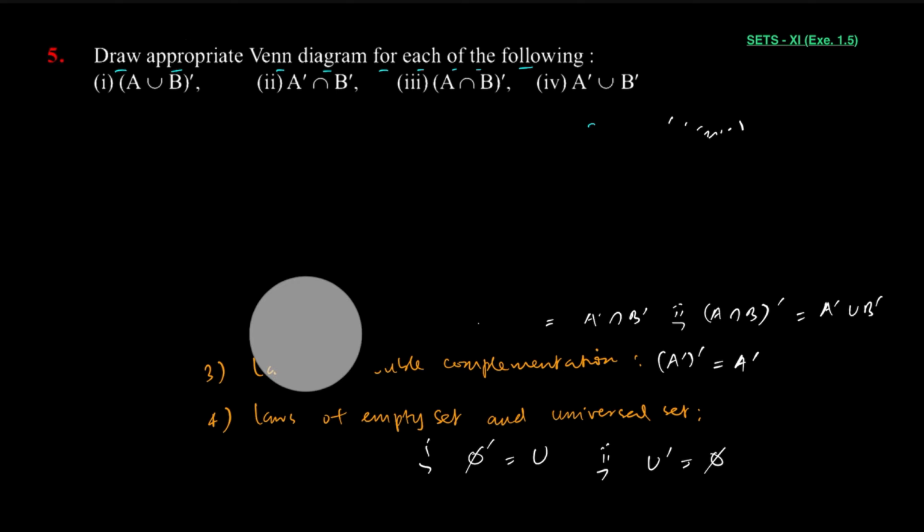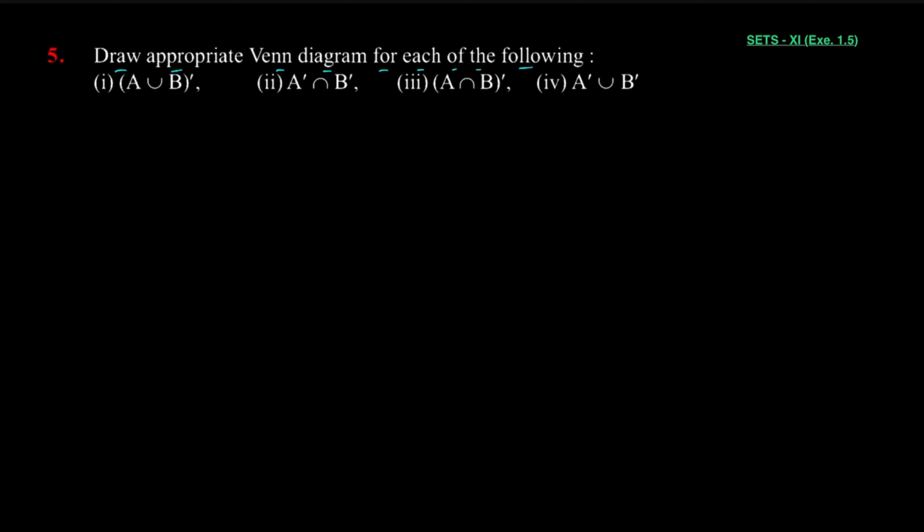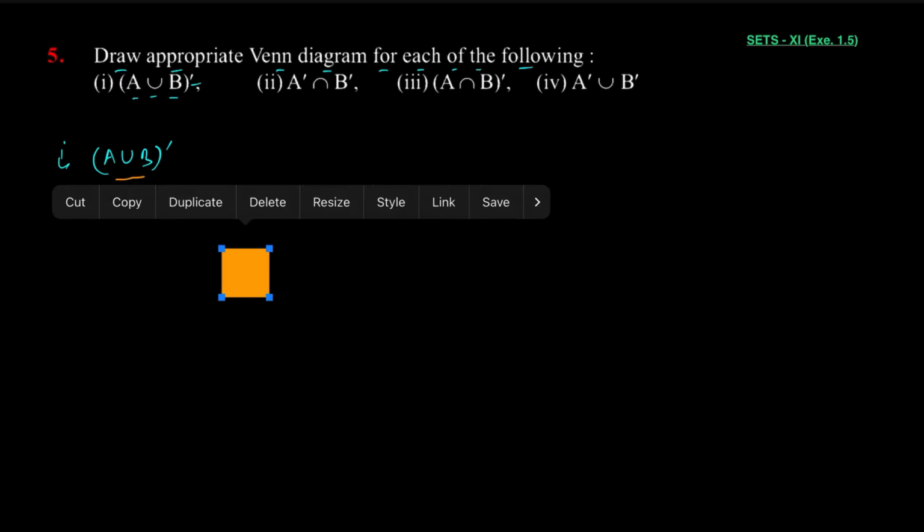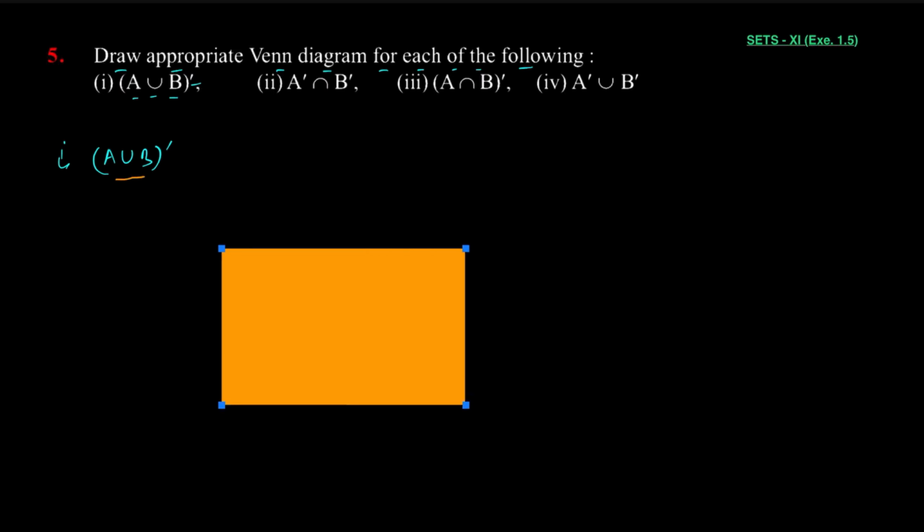Now let us solve question number 5. Part number first, A union B whole complement. In part number first, we are required to draw the Venn diagram for A union B whole complement. In order to draw the Venn diagram of this particular question, we'll first of all draw the Venn diagram for A union B. Let us use a rectangle to represent the universal set.